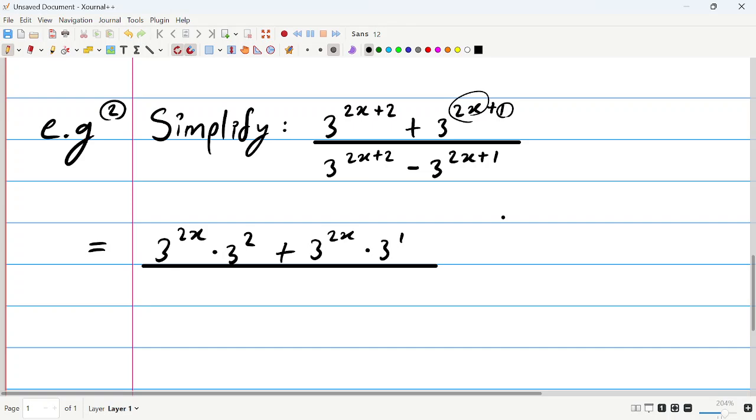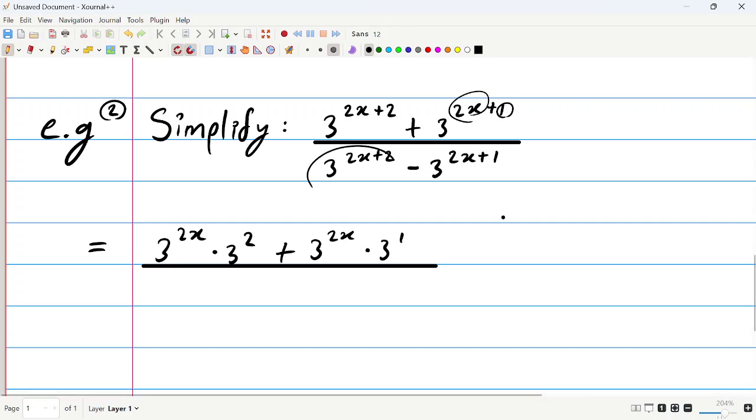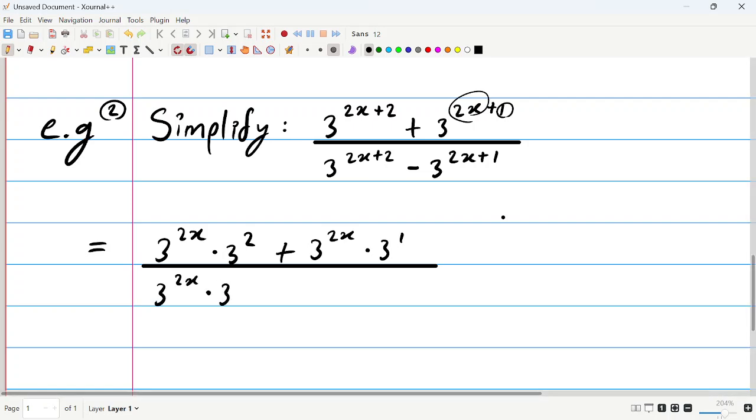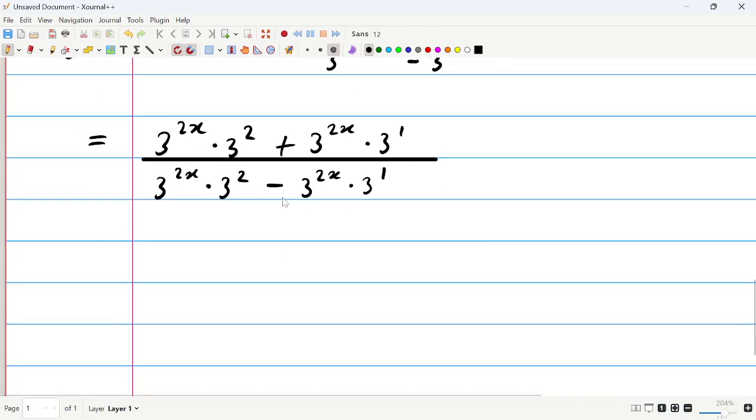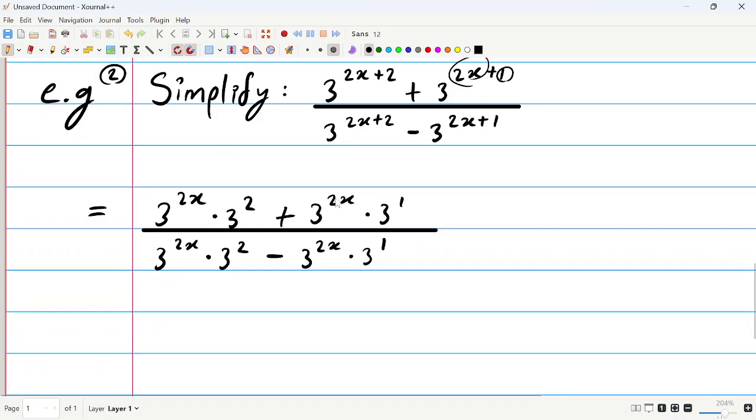And then we're going to do the same here with the bottom one. 3 to the power of 2x multiplied by 3 to the power of 2. And this is subtracted by 3 to the power of 2x multiplied by 3 to the power of 1. I'm pretty sure you guys get the point of this right now. Okay, and from here, do you notice that every single base is a prime number? Okay, so because they're all prime numbers, we're going to skip to the step where we have to factorize.